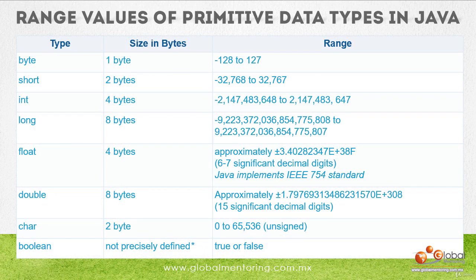Range values of primitive data types in Java. In the table we can see the range of values of the primitive types, as well as the size in bytes that each primitive type occupies. These ranges are important to determine the maximum or minimum size that a certain type can store.